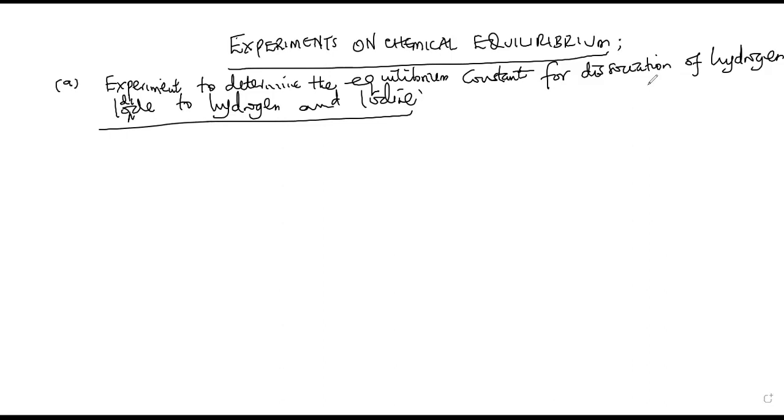So what we are interested in is to see how the procedure follows. First of all, we need to have a known amount of hydrogen iodide because it is the one which is going to be dissociating. So we shall need hydrogen iodide where we are sure of the amount, or what we may call the number of moles. Then this hydrogen iodide will be kept in a thermostat at a certain temperature until the equilibrium is established.